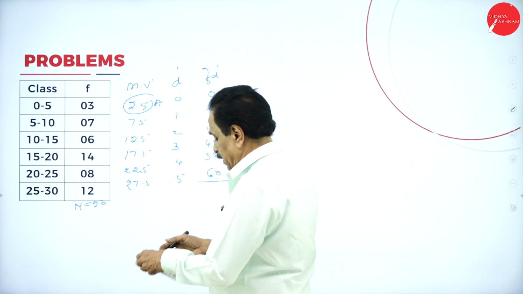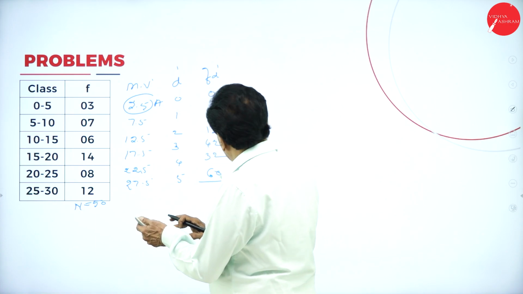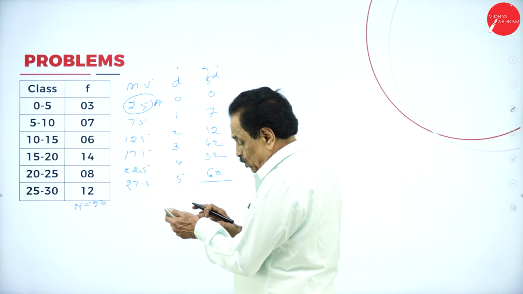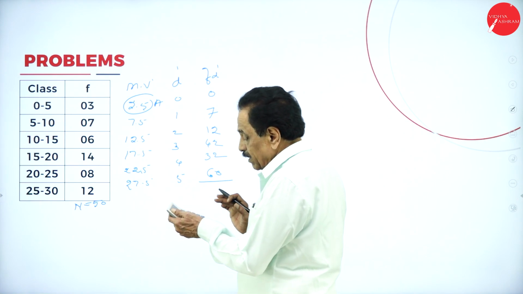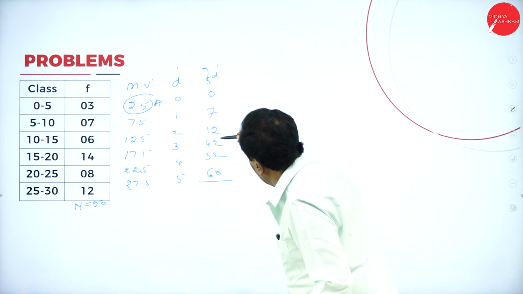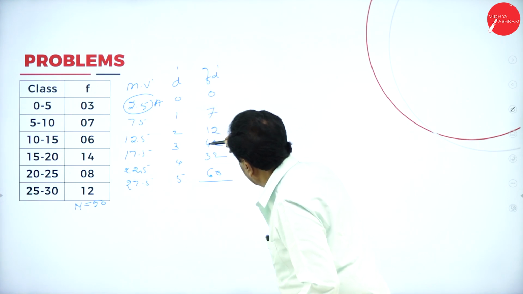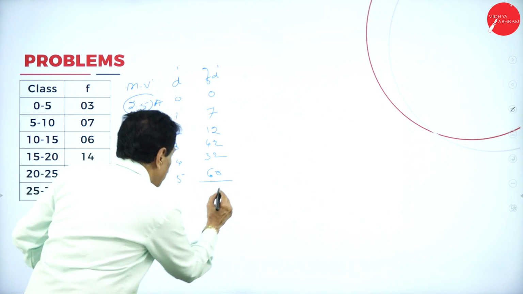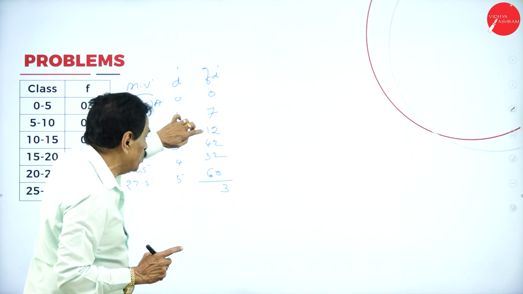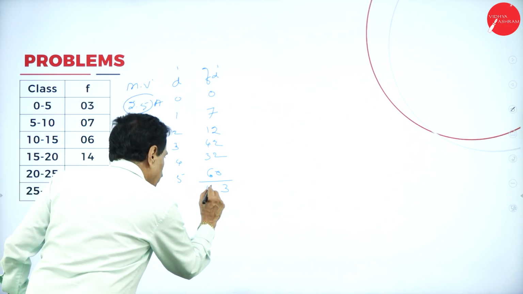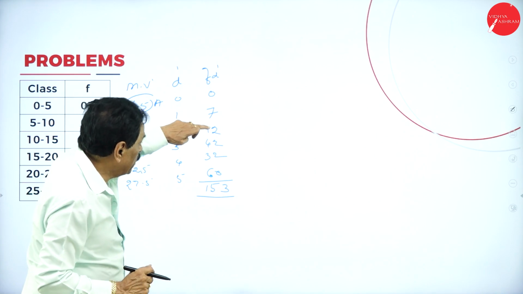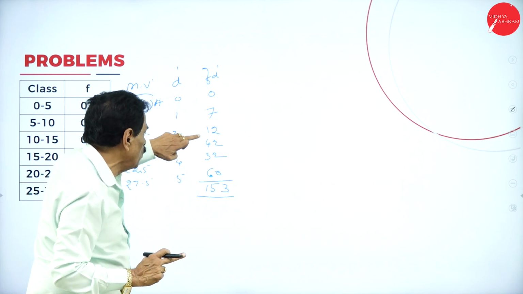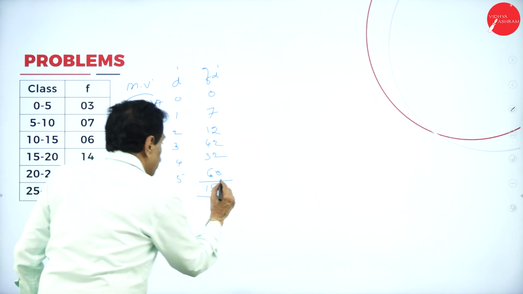Summation of this, add one by one. What is the first one? 7 plus 12 plus 42 plus 32 plus 60. 7 plus 2 is 9, 9 plus 2 is 11, 11 plus 2 is 13, 1 carry. 1 plus 1 is 2, 4, 6, 9, 15. It comes to 153. This is sigma ft dash.